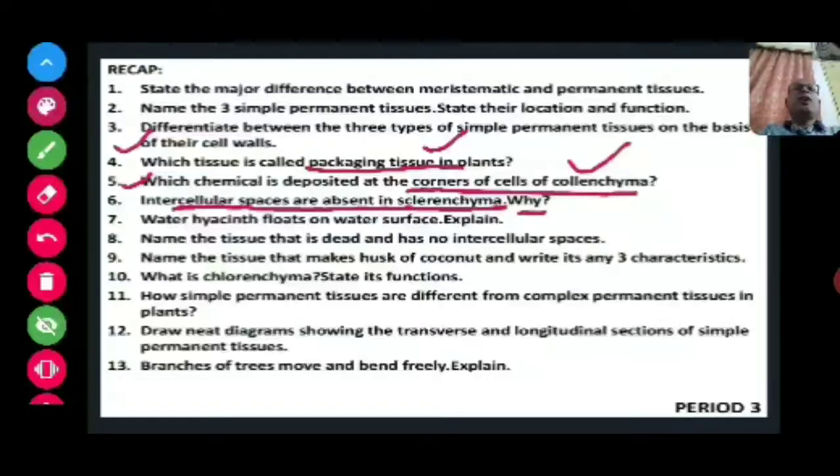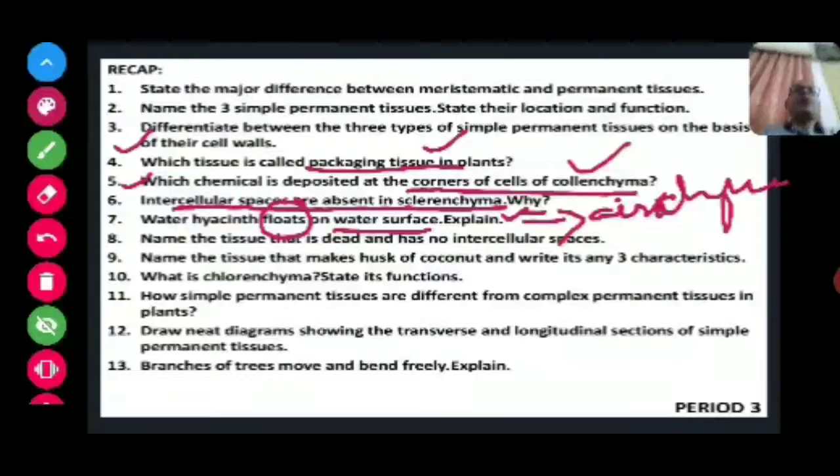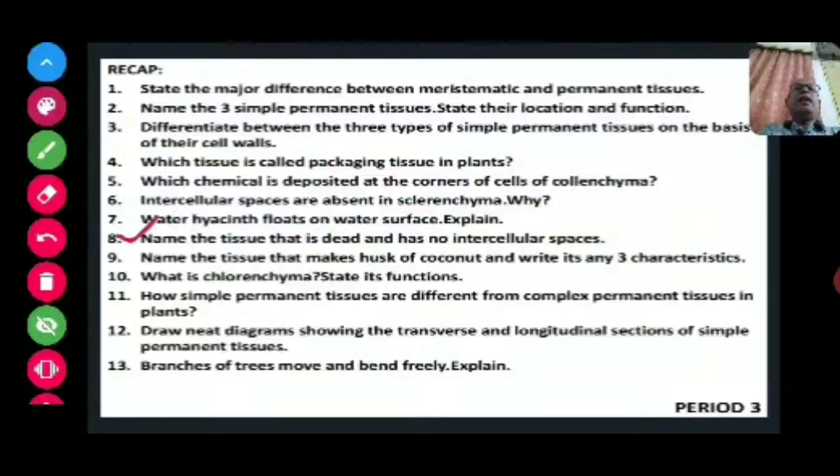Why? Water hyacinth floats on water surface. Explain why. You have to mention the role of aerenchyma here. Now name the tissue that is dead and has no intercellular spaces. Out of these three simple permanent tissues, only one is dead, that is sclerenchyma.